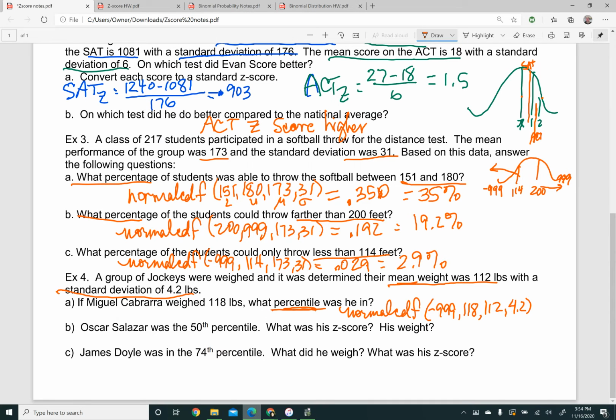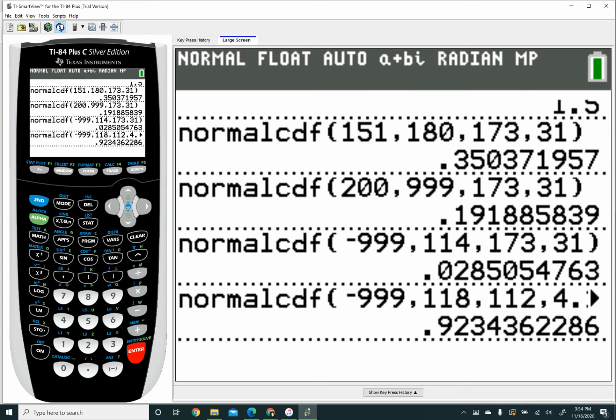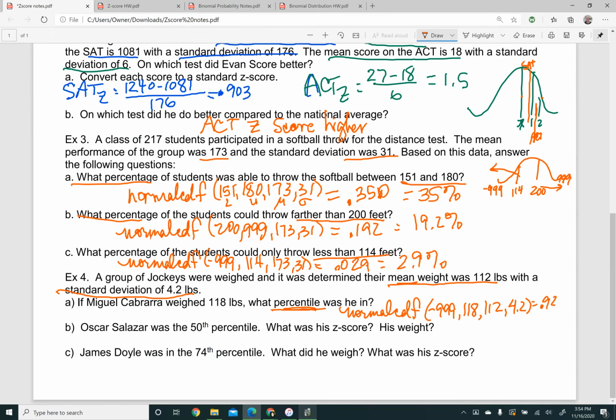So this jockey is a big old boy for jockeys because he's in the 92.3 percentile, right? Y'all know what jockeys are, right? The guys that ride horses.